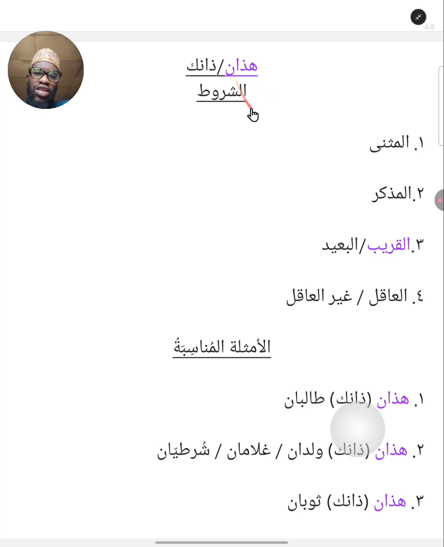Taking a look at the conditions now, to use hazan effectively, this condition has to be met. Firstly, al-musanna. What you are making reference to has to be dua. That's the first condition. Secondly, al-muzakkar. It has to be masculine. And thirdly, it is either al-qarib or al-ba'id. Al-qarib is for hazan, meaning near, while al-ba'id, far, is for zanika. And the last point, al-aqil or ghayr al-aqil. You can use it for either a rational or irrational being.